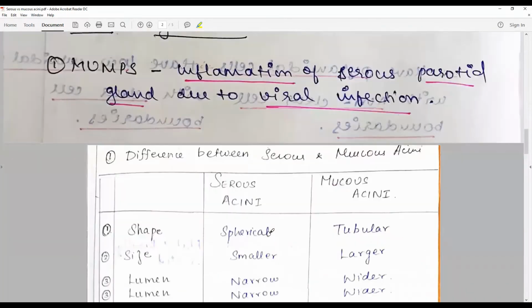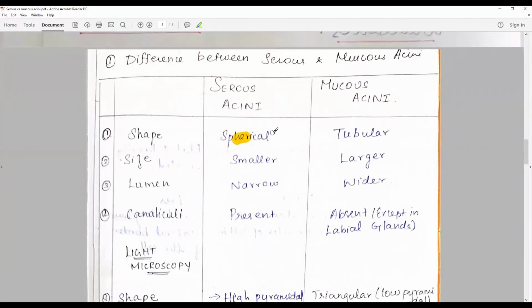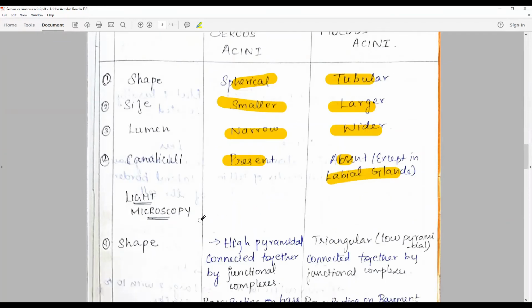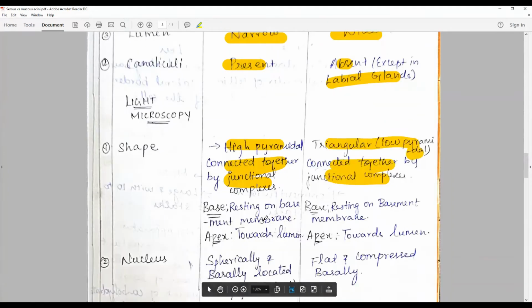Let us see how another candidate has attempted this. Serous acini: shape spherical, tubular; size smaller, larger; lumen narrow, wide. This is another approach. I would be happy if you start with a diagram. Canaliculi present, absent, except in labial glands. Under the light microscope, the serous acini appear high pyramidal, connected together by junctional complexes. Here, triangular or low pyramidal, connected together by junctional complexes.